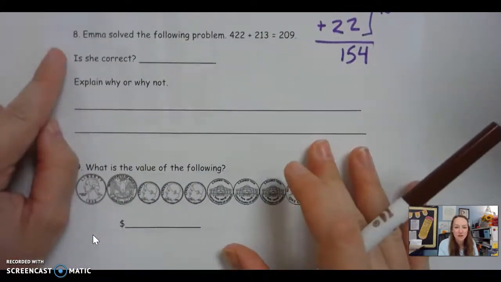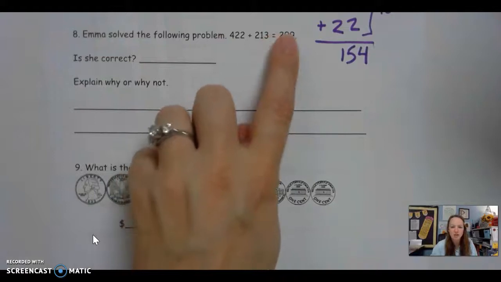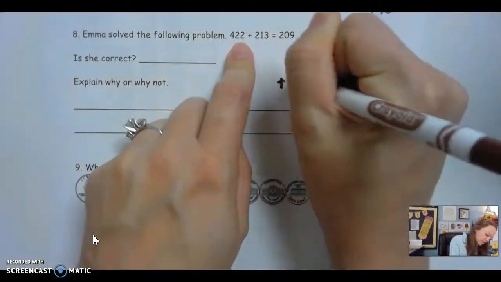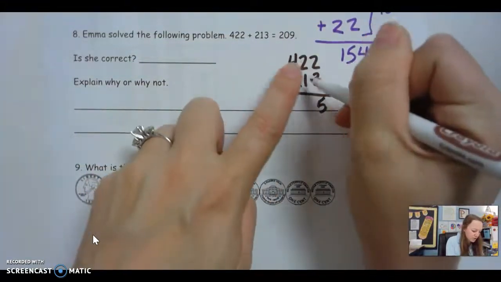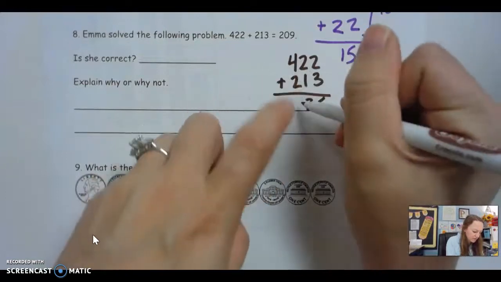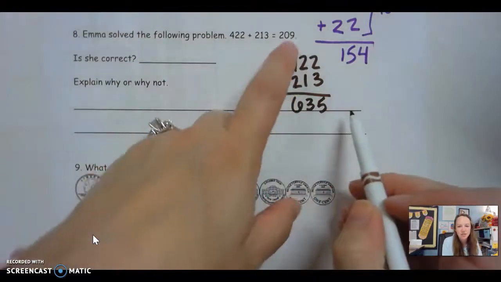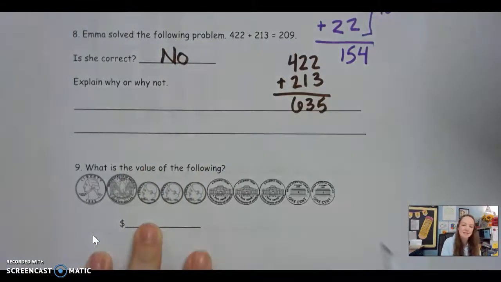Emma solved the following problem. 422 plus 213 equals 209. Is she correct? So let's do this problem and see if she got the correct answer. 422 plus 213. 2 plus 3 is 5, 2 plus 1 is 3, and 4 plus 2 is 6. So I got 635. Is that what she got? Nope. She is not correct.